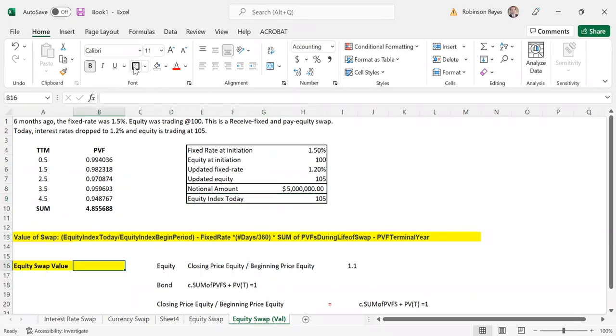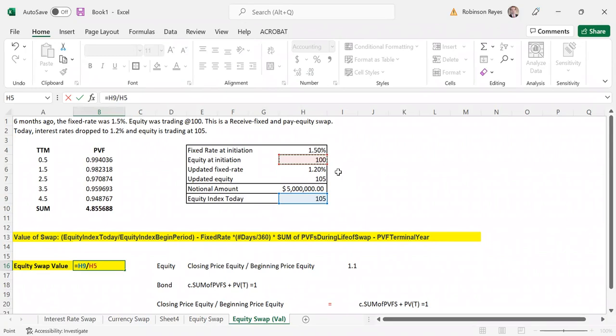So the equity swap value would be simply the equity index today divided by the equity index at the beginning of the period, which was 100. So this is just telling us that we got a 5% return. And that 5% return, if it is equal to the fixed rate we have for this swap, then the value would be 0. But I am assuming it's likely higher than that fixed rate we had calculated for this swap.